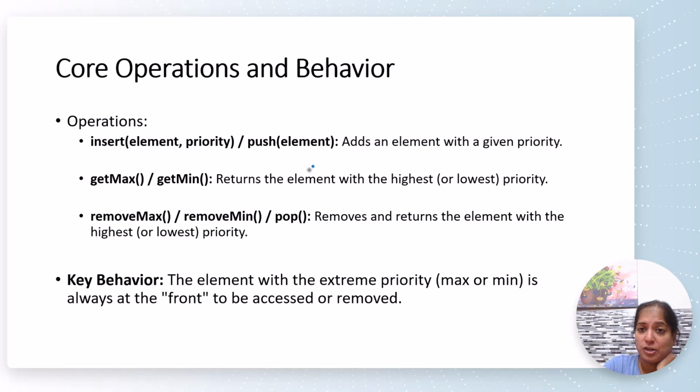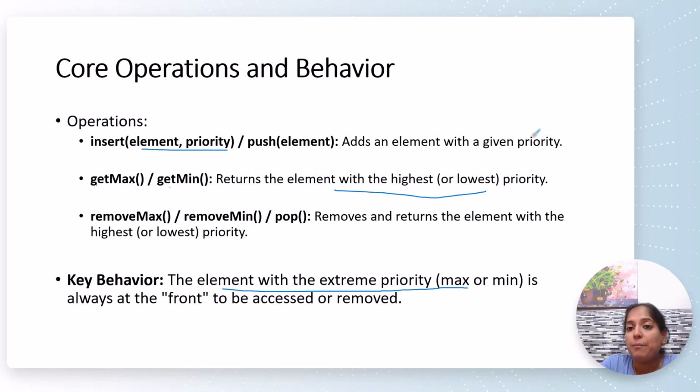So these are the priority queues. Again, if we talk about the operations and behavior of a priority queue: insert, where we need to mention the priority also with the element, so that whenever we remove an element, we can remove it as per the priority. Get max or get min returns the element with the highest or lowest priority. Remove max, remove min or pop removes and returns the element with the highest or lowest priority. The element with the extreme priority, maximum or minimum, is always at the front to be accessed or removed.